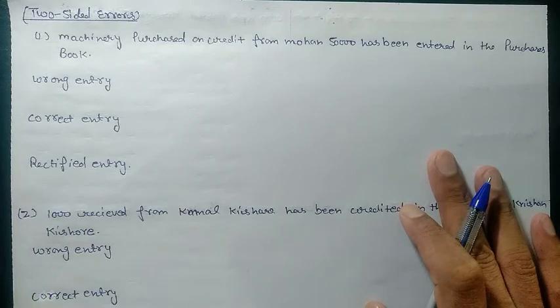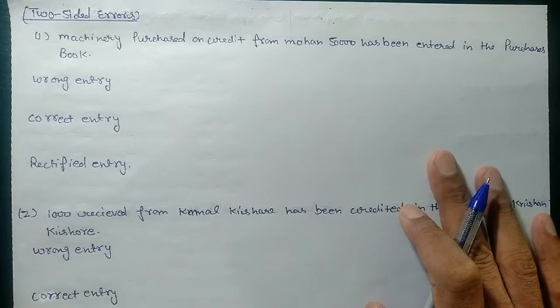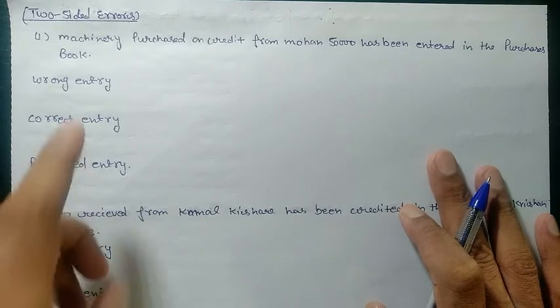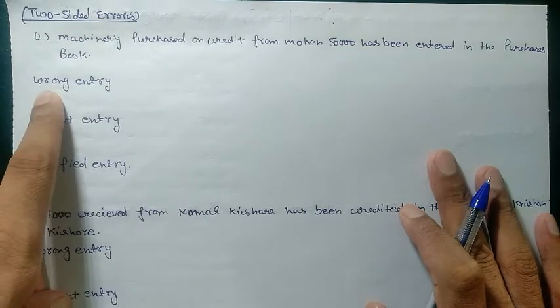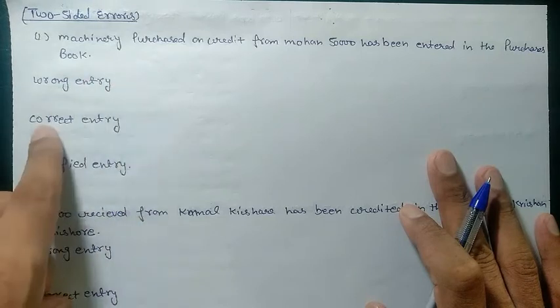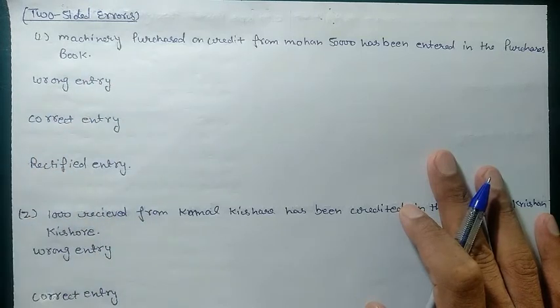Now, in this video, we will discuss the two-sided error, in which both accounts are affected, either the debit account or the credit account. So today we will discuss the rectification of double-sided error, in which we will see how to rectify by making a single entry. But before that, for your basic knowledge, I am trying to tell about the wrong entry also, the correct entry also, and how to rectify this.